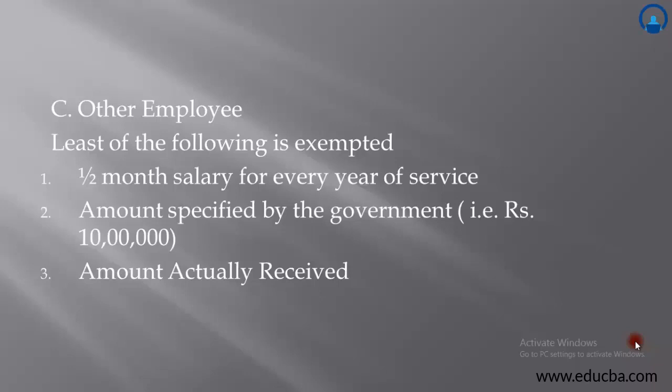I will get gratuity for 10 years and not for 11 years as in the previous case. In this case, even if it is 10 years and 11 months, it will be considered as 10 years and not as 11 years. The reason being, I need completed service. So the first condition is half month salary for every year of service. That means whatever salary I have earned, half of that into the number of years of completed service will be considered. The second says amount specified by the government, which is the same rupees 10 lakh. And the third says amount actually received by me. So the least among them will be exempted from tax.